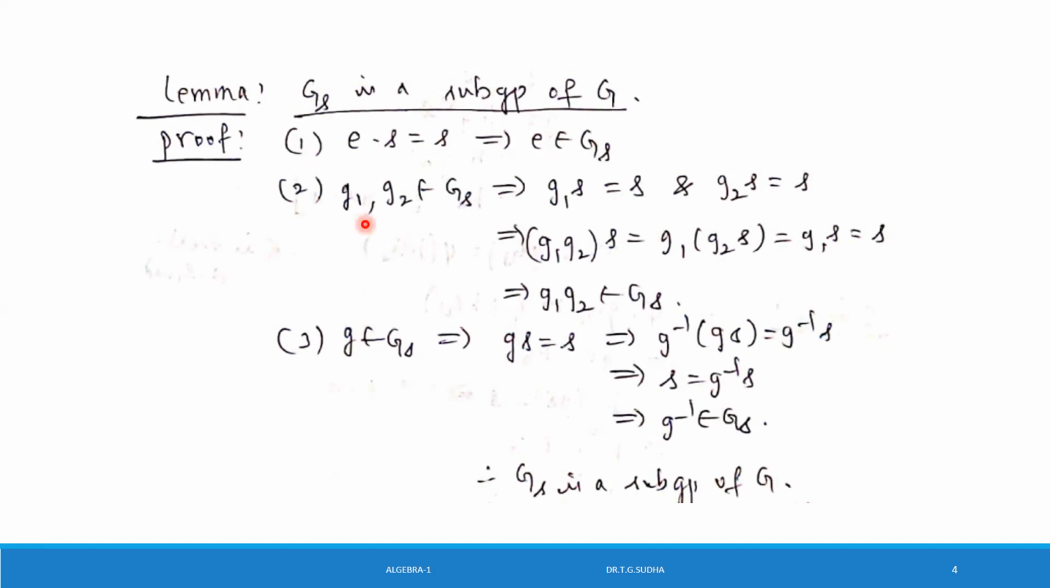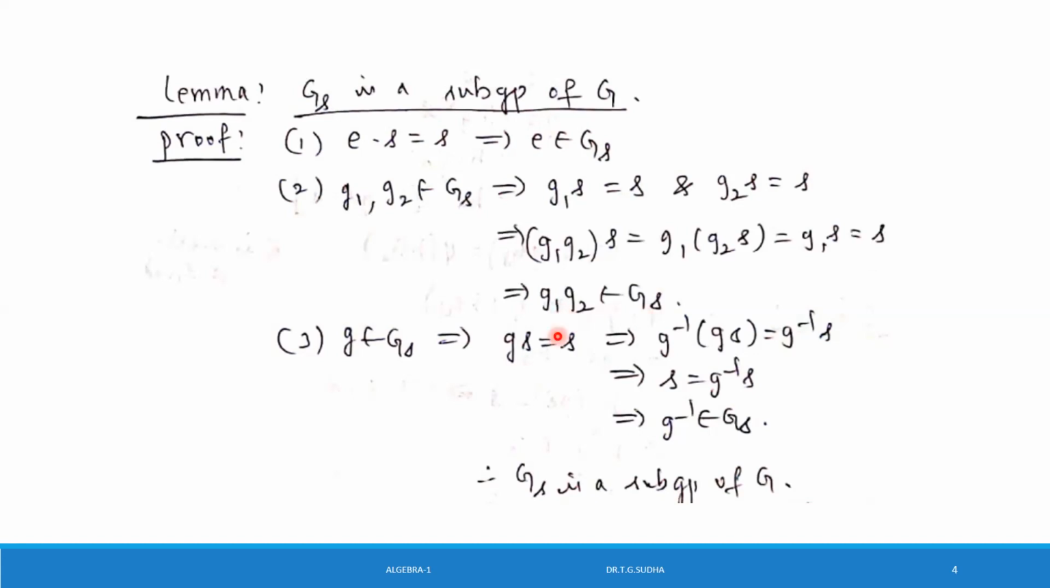Let us take two elements in G_s and let us show that G_s is closed. So let g1 and g2 belong to G_s. Since they belong to the stabilizer of s, g1s will be equal to s as well as g2s will be equal to s. So now let us consider g1g2 of s. Using the second condition of group action, we can write this as g1 into g2s. So we get g1 into s because g2s is equal to s. And we know that g1s is also equal to s. Therefore, this implies that g1g2 belongs to G_s.